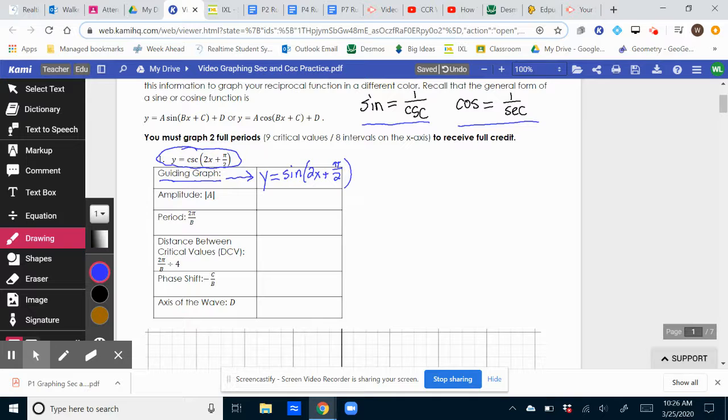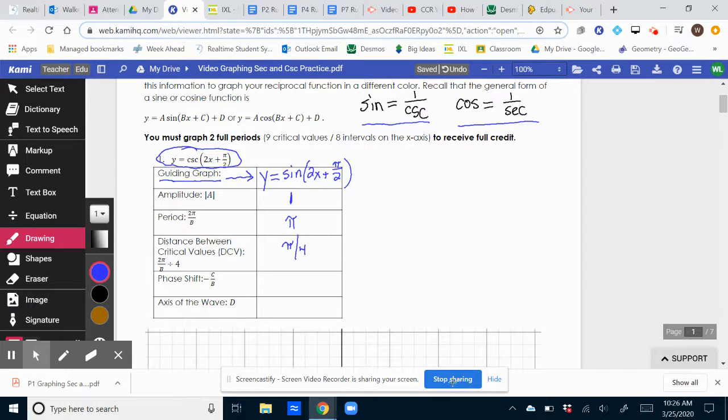Okay, so first, we're going to figure out all the critical information for our guiding graph here. You guys should know how to do all of this now. So amplitude here is 1, period is 2 pi over b, b is 2, 2 pi over 2 is pi. Your DCV is the distance between critical values. You take the period divided by 4.